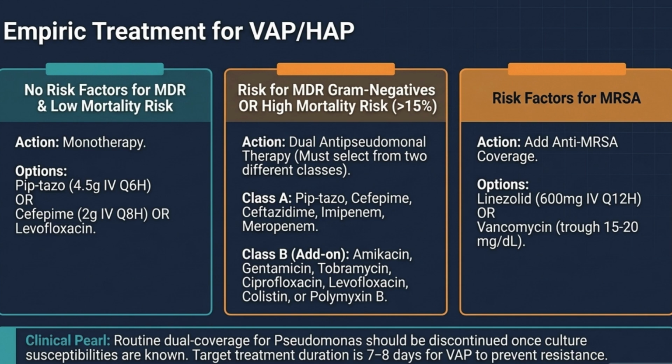If there are no MDR risk factors and low mortality risk, monotherapy with piperacillin-tazobactam or cefepime is appropriate. If MDR gram-negative risk is high, you must use dual antipseudomonal therapy from two different classes. For ventilator-associated pneumonia, a 7 to 8 day duration is as effective as longer courses and helps prevent future resistance.